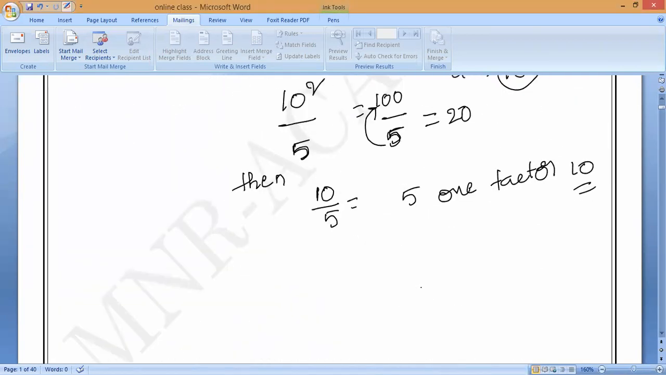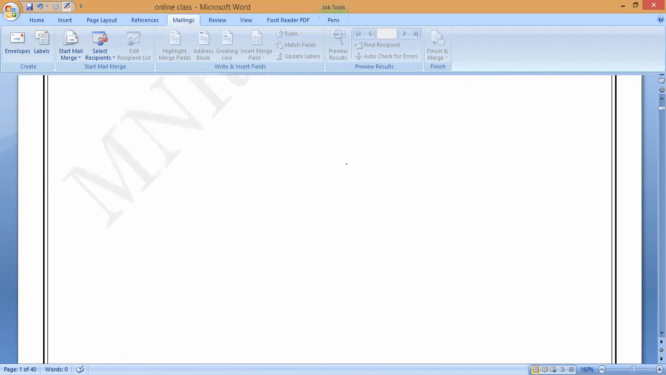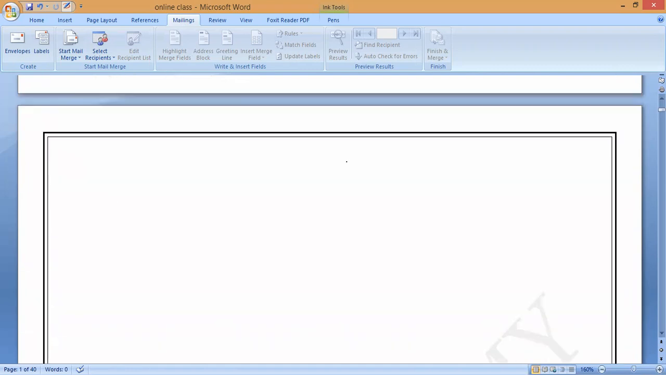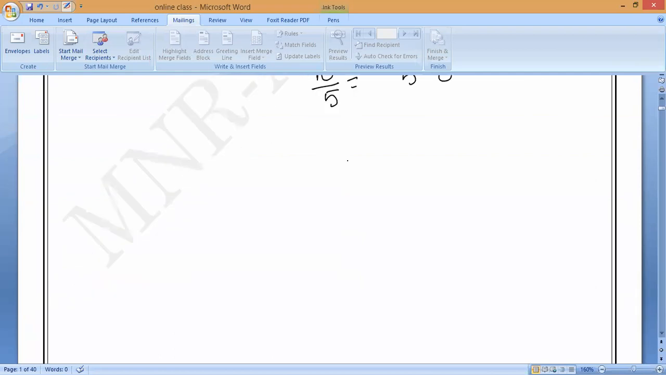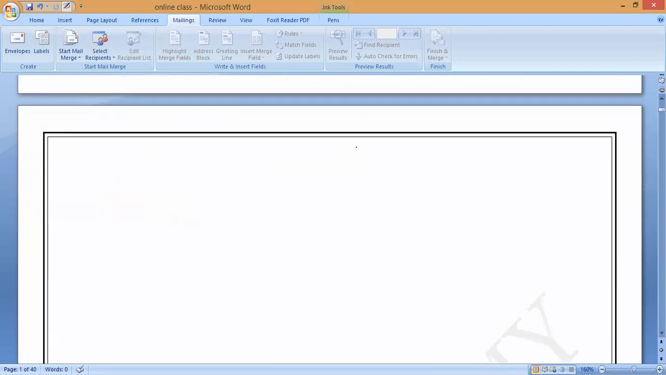Positive integer means 1, 2, 3, 4, like that. Correct? Yes, ma'am. That is what the theorem says. Very, very important theorem, and one question will definitely come in every exam related to this. That is why you have to be very careful and solve well. All of you open exercise 1.3. Very, very important exercise.